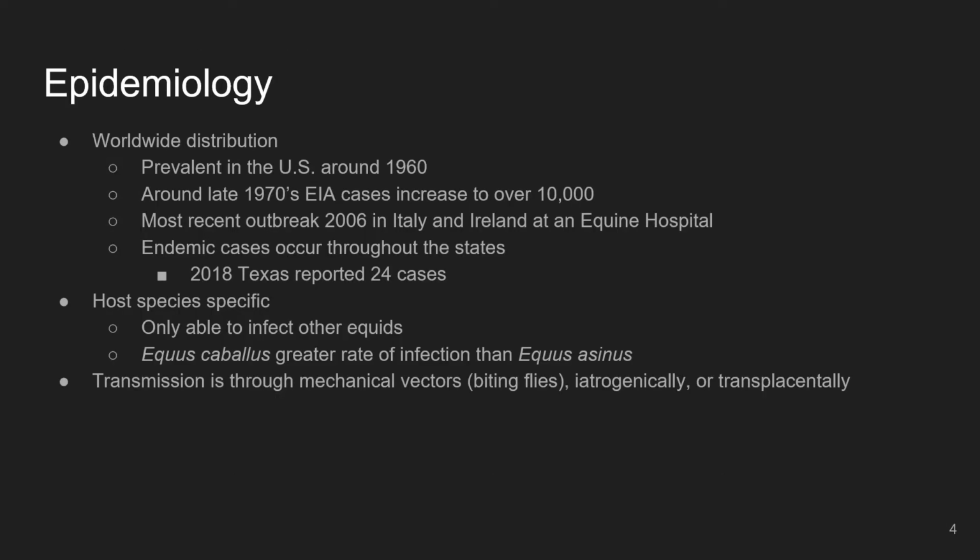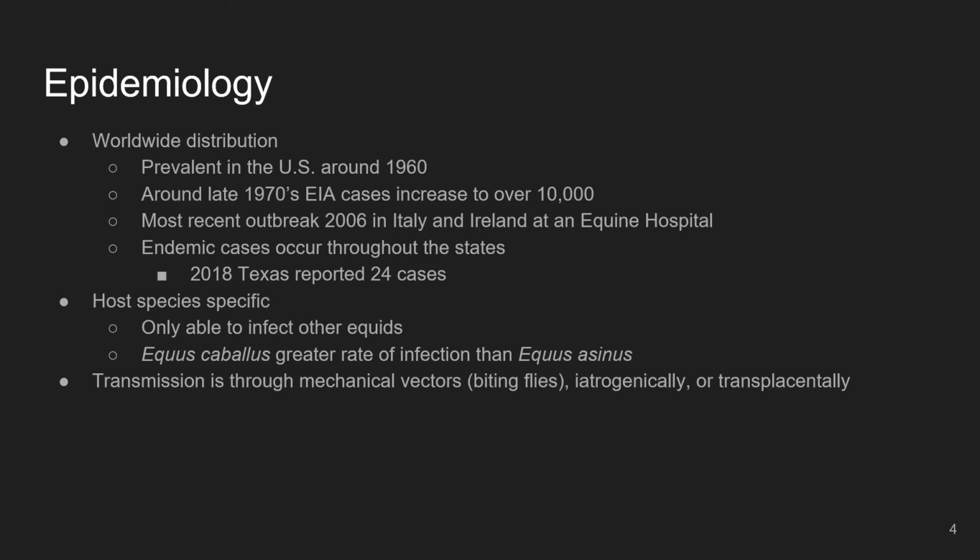EIA has a worldwide distribution. It was prevalent in the US around the 1960s, and around the late 1970s, EIA cases increased to over 10,000. The most recent outbreak was in 2006 in Italy and Ireland at an equine hospital, and there are still several endemic cases throughout the states. For example, Texas in 2018 reported 24 cases.